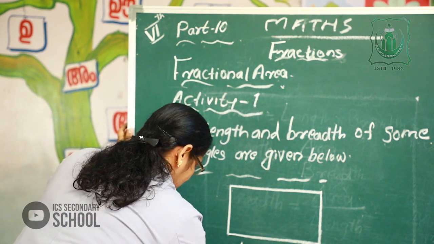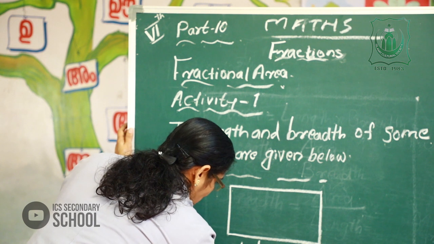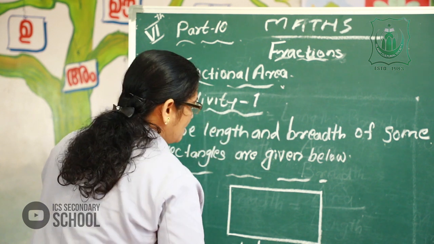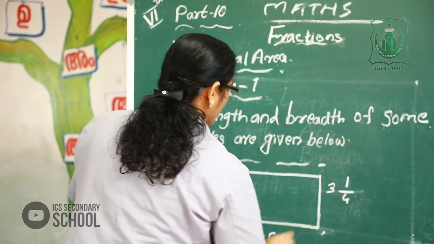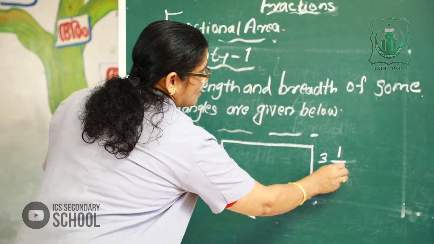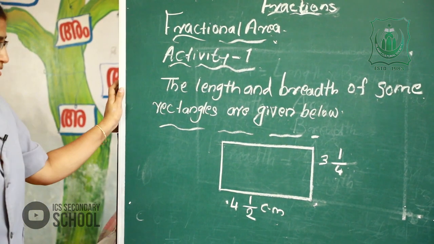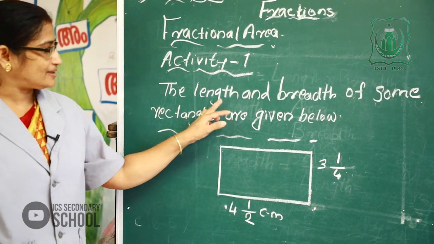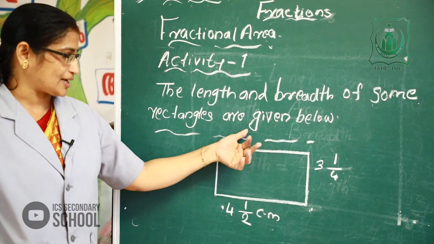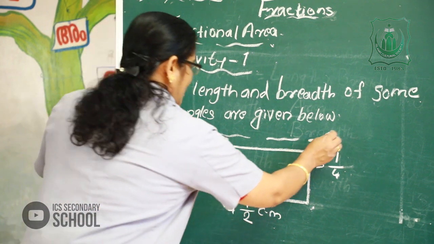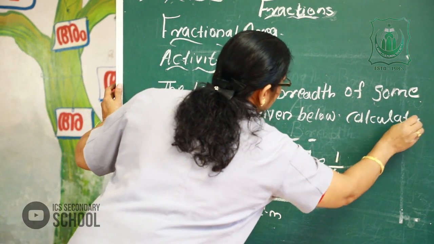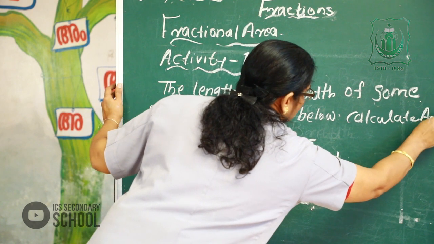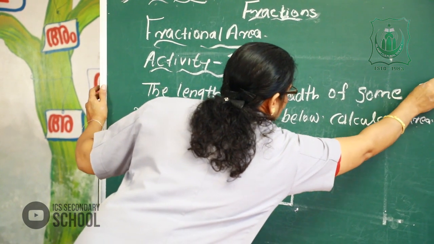Length is 1/2 centimeter and breadth is 1/4 centimeter. The length and breadth of some rectangles are given below. Calculate the area.